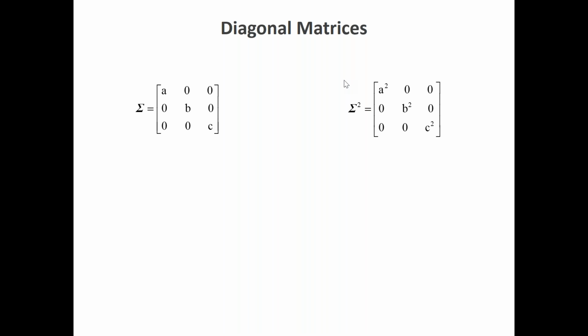This is true for all kinds of functions. If we want to take the square root of a diagonal matrix, we take the square root of all the elements. If we want to invert a diagonal matrix, we just invert all the elements, and so on and so on. So it's very simple to work with those matrices.